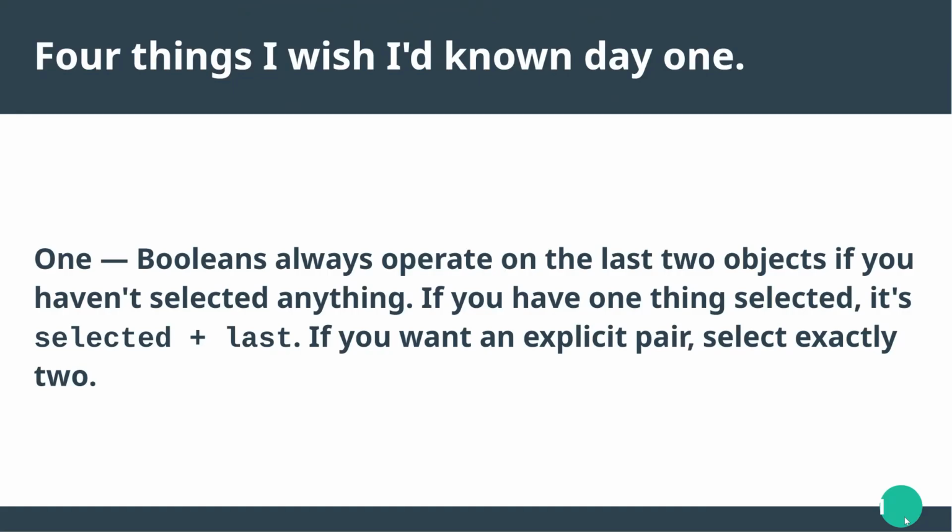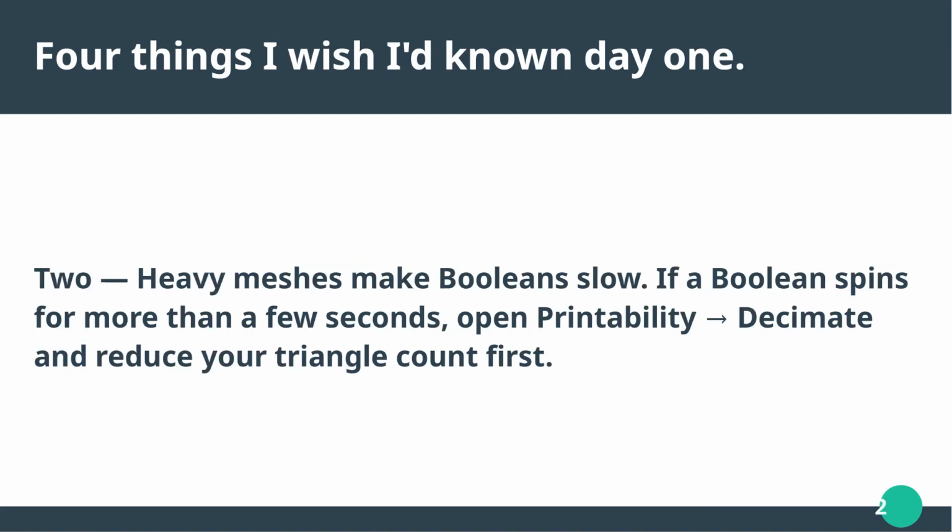4 things I wish I'd known day one. 1. Booleans always operate on the last 2 objects if you haven't selected anything. If you have one thing selected, it's selected plus last. If you want an explicit pair, select exactly 2. 2. Heavy meshes make Booleans slow. If a Boolean spins for more than a few seconds, open printability, then decimate and reduce your triangle count first.